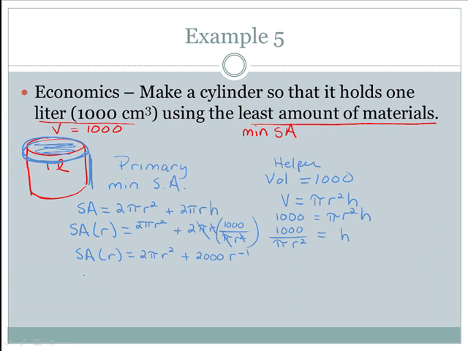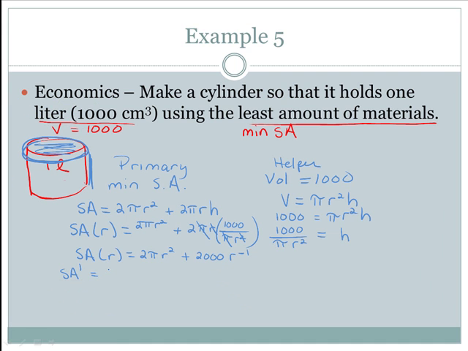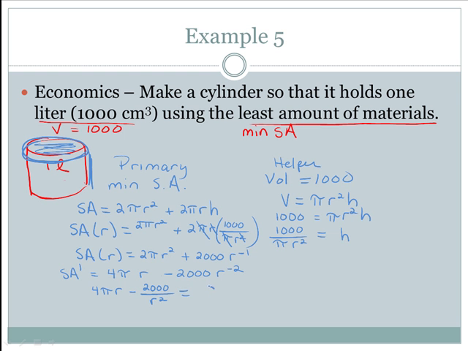Now we take the first derivative. Remember, pi is a number. So 2 times 2 pi is 4 pi r. Minus, 2000 times negative 1 is negative 2000 r to the negative 2. Now, a critical point is where that first derivative is 0. So I'm going to do 4 pi r minus 2000 over r squared equals 0. I'm going to move that 2000 to the other side.